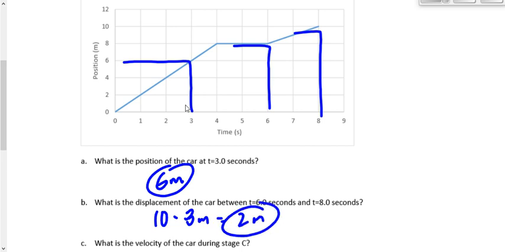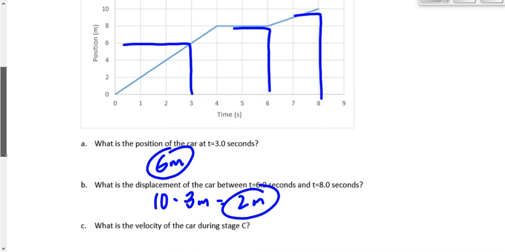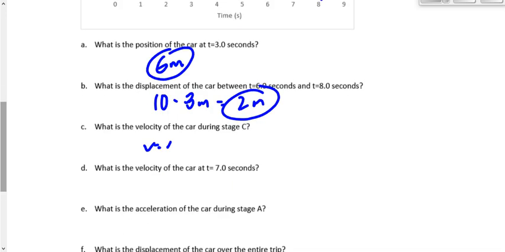What's the velocity during stage C, or the third stage there? We could say either the slope, or displacement divided by time. I'm going to say displacement divided by time, because I just found the displacement at stage C. 2 meters divided by the time here of, what was it, 2 seconds? Which gives me 1.0 meters per second.